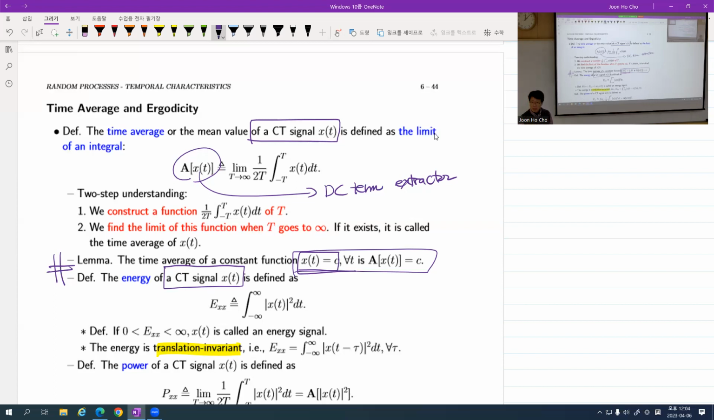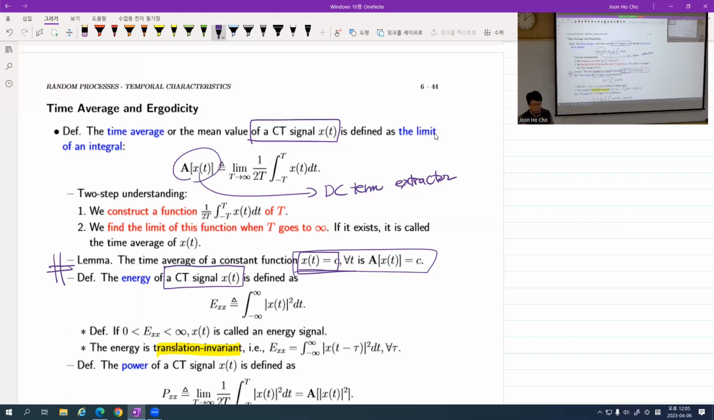However, even in that case, mathematically, we define the energy of a signal x of t, if it is real, as the absolute value squared, or if it is complex valued, the modulus squared, integrated over the entire real line. And now, as a student who took my course this year, you know how to interpret this plus minus infinity, mathematically or practically, right? So this is the energy of the signal.